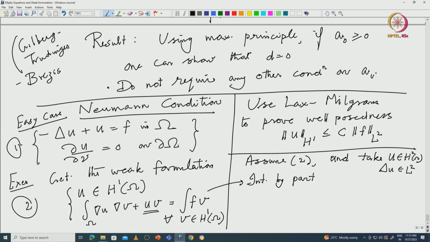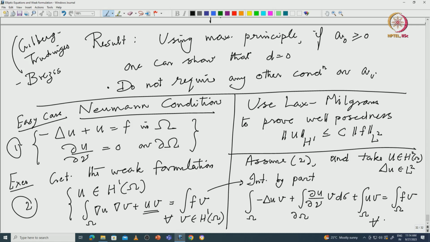So integration by parts, when you are doing an integration by parts, you get minus Laplacian of u times v, this is in omega, and then you will have a term here, integral over the boundary d omega of du by d nu times v d sigma, plus integral over omega of uv equal to integral of f. So, you see this is what you will get, because the boundary term has not gone yet, and this is true for all v in H1 of omega.